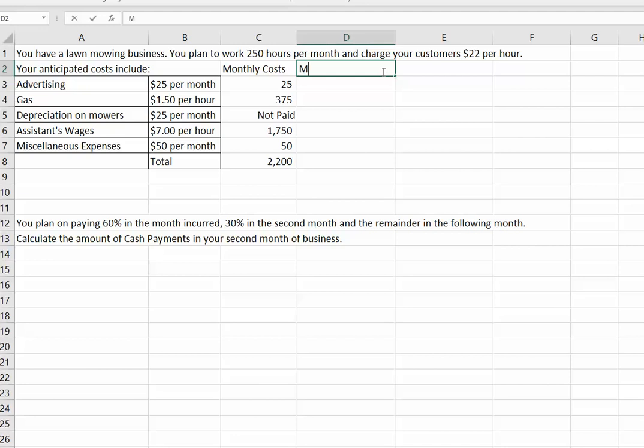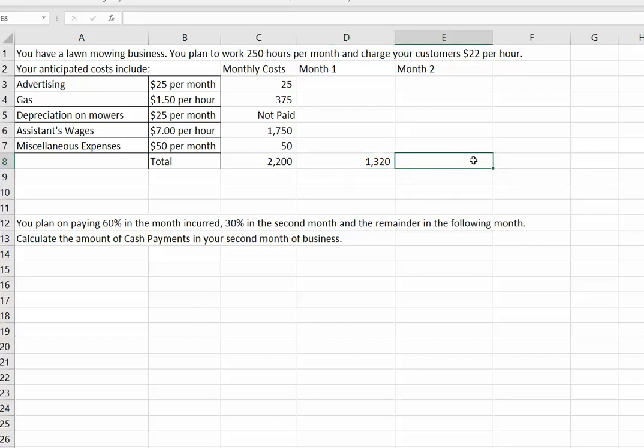As to when you're actually going to pay those, let's go through a schedule here. In month 1, and we'll go ahead with month 2 as well. So in month 1, you're going to pay 60%, 0.6, times your monthly costs. Again, it excludes the depreciation because it says in the month that you incur the cost, it's 60% that you plan on paying. So you're going to pay $1,320 in month 1.